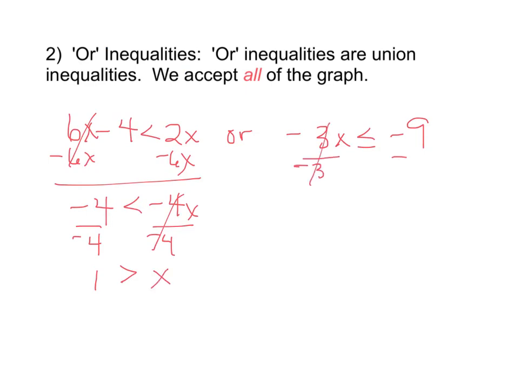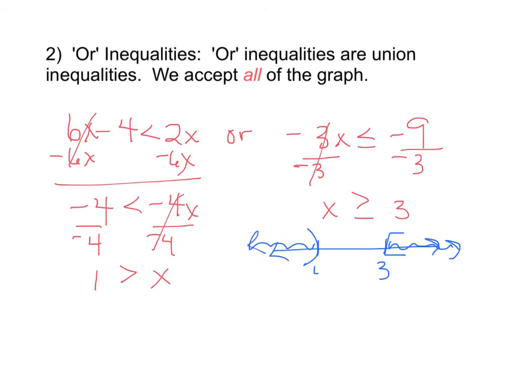Over here, dividing by a negative right away is going to have me flip my sign, giving me x is greater than or equal to 3. When we go down here on our number line and we graph that, we've got a 1, we've got a 3. x is greater than or equal to 3 would graph this way, x is less than 1 would graph this way. We're used to seeing this type of OR graph, and we accept all of it. We don't care that it doesn't overlap anywhere because it's an OR inequality.